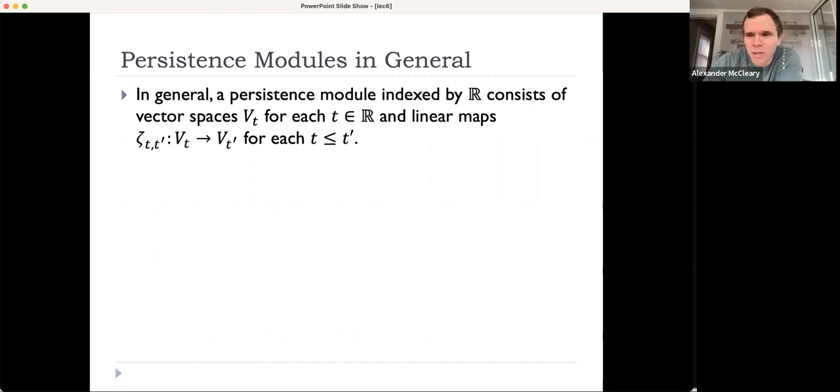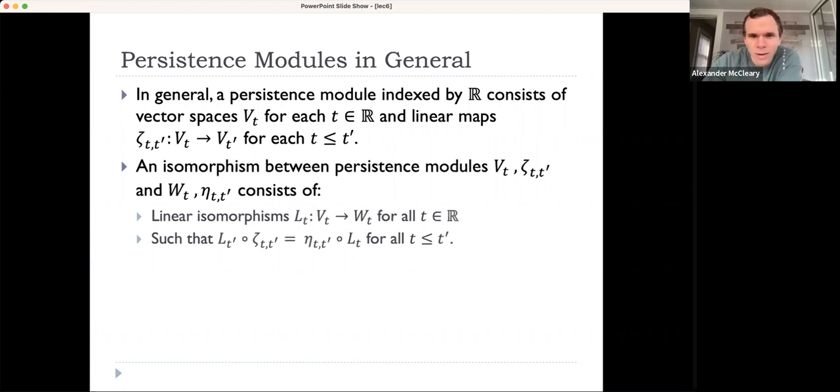There's going to be a similar condition for persistence modules. So an isomorphism between two persistence modules. And really, you should think about this as meaning two persistence modules are essentially the same. So V_t and W_t are going to be essentially the same. But formally, an isomorphism is the condition.